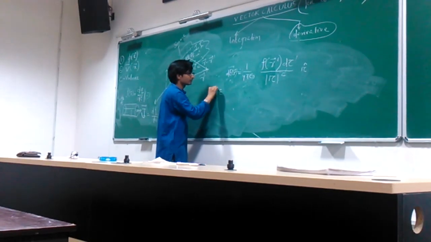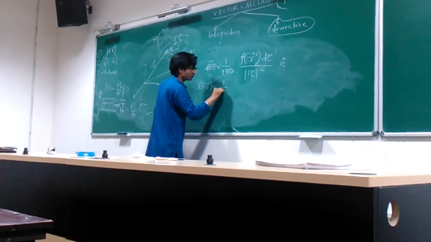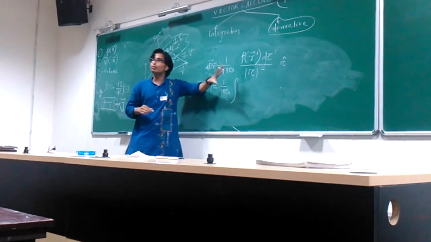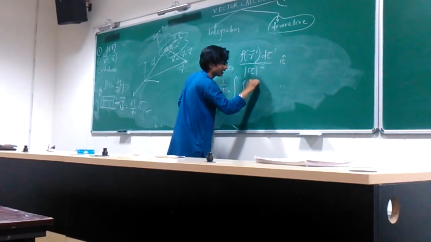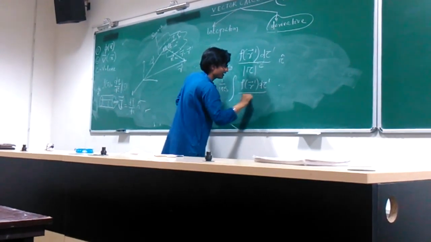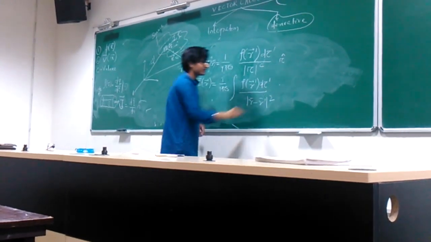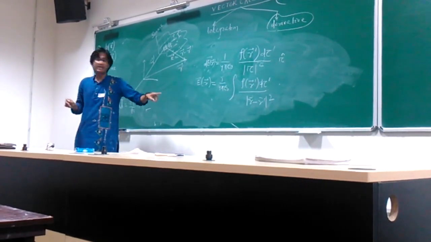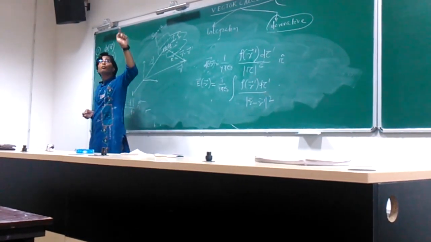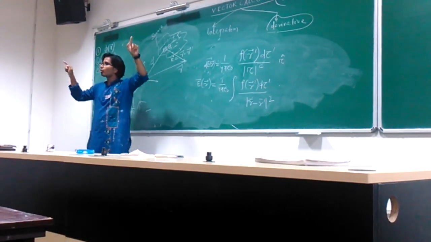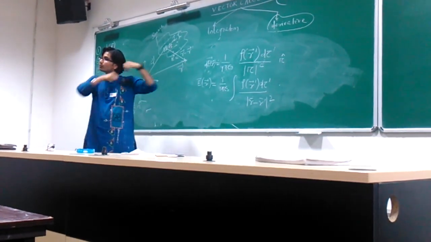So E at any r is equal to 1 by 4 pi epsilon naught. All of this you will do in the next semester. Please listen to me carefully. Don't write. Rho at r dash, d tau dash, by mod of r minus r dash squared. Is it clear? Curly r is r minus r dash. Right? r dash is the coordinate which is pointing to the sources, and r is the coordinate which is pointing to the field where we want to find it. Clear? This is the notation in physics you will follow in the whole of your life.